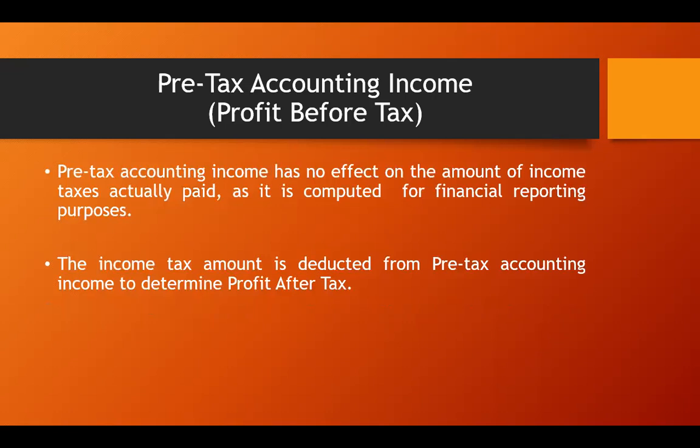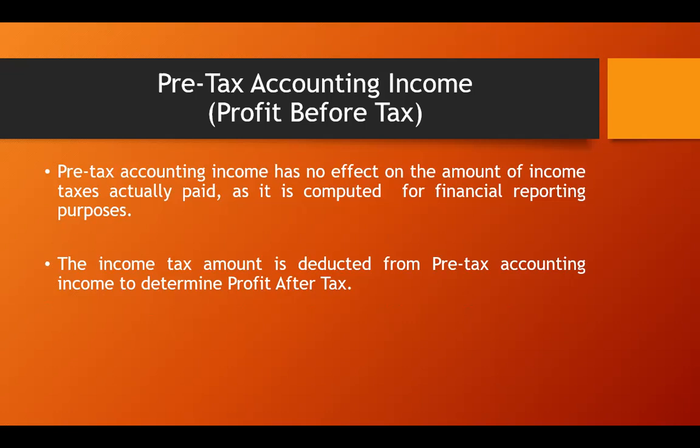We have one concept called profit before tax. From this, we deduct the income tax payable, and then we find the profit after tax. We also call it pre-tax accounting income. Pre-tax accounting income is also called profit before tax. Pre-tax accounting income has no effect on the amount of income taxes actually paid, as it is computed for financial reporting purposes. Suppose in the profit and loss account, PBT is 1 crore rupees, less tax, which consists of two portions: the current portion and the deferred portion.